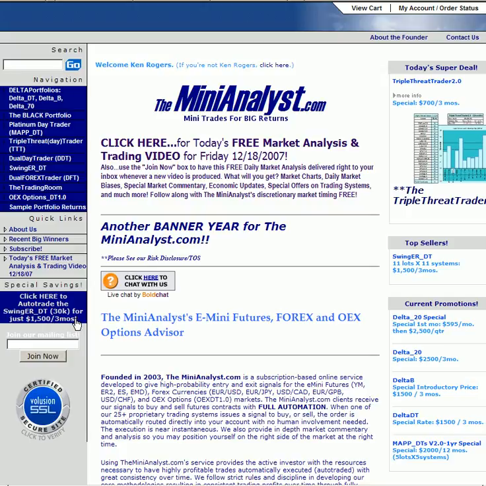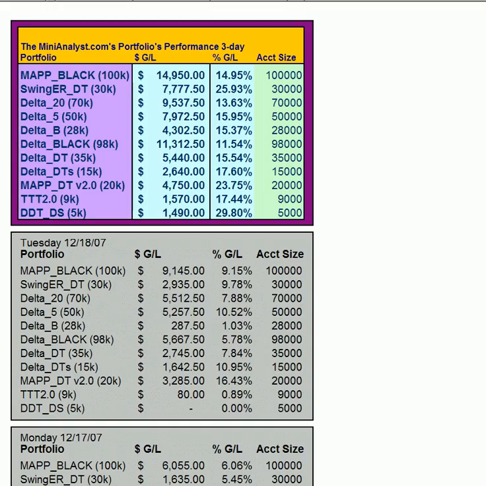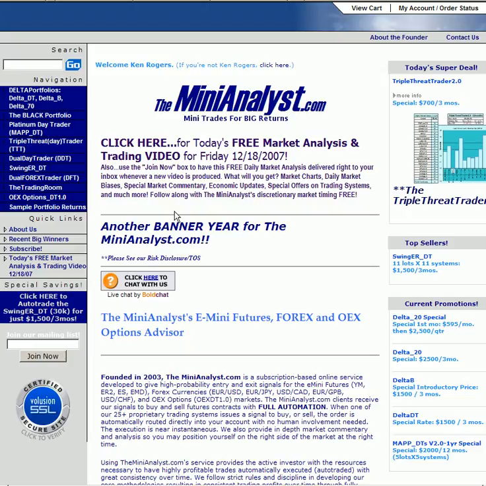For those of you who are only interested in day trade exposure, we also have the MAP DT version 2.0, which in the last 3 days has made about a modest 24% on a $20,000 account. So very respectable.